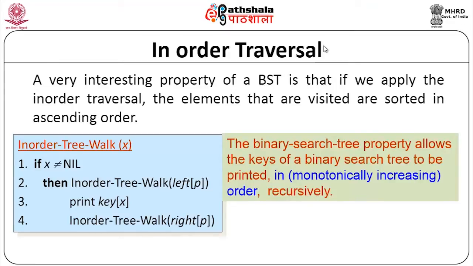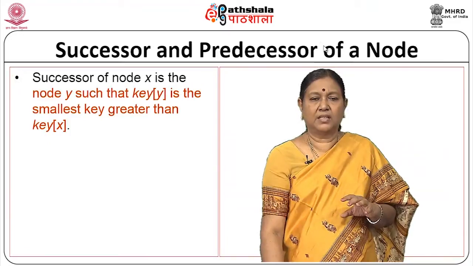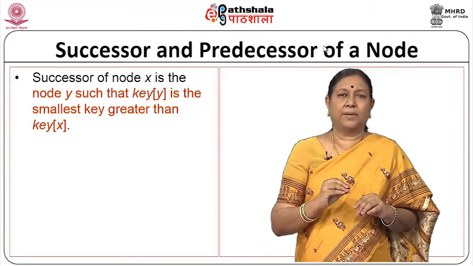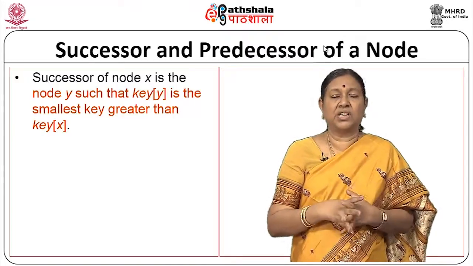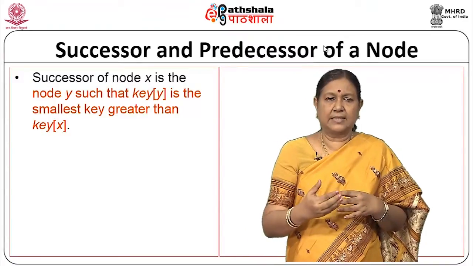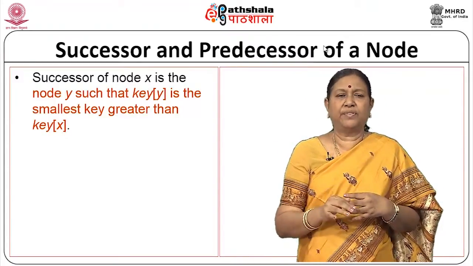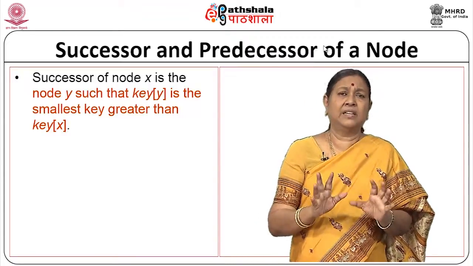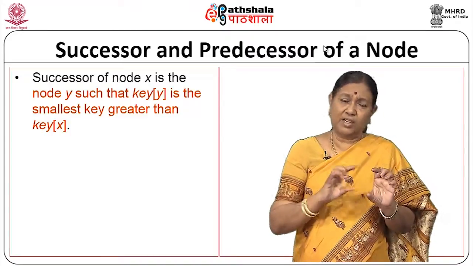The binary search tree property allows the keys of a binary search tree to be printed in monotonically increasing order, and you can do that recursively. Now we come to two very important and interesting properties which we define for a binary search tree: the successor and predecessor of a node. The successor of a node x is the node y such that the key of y is the smallest key that is greater than the key of x. It is not anything very different, it is the sorted order.